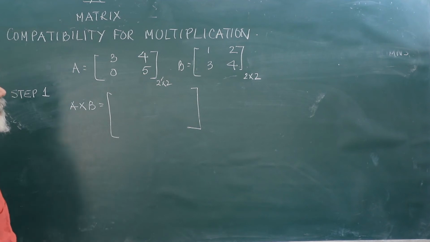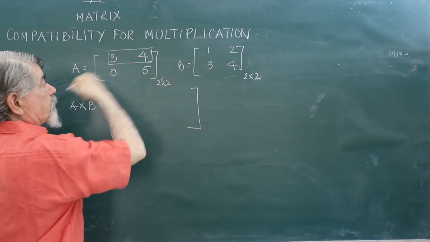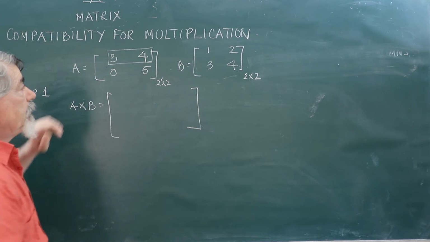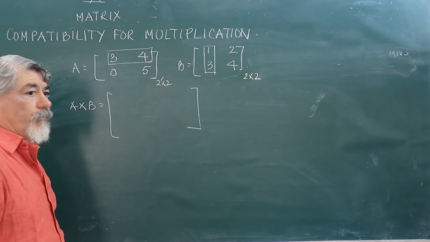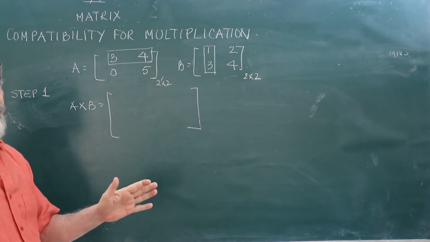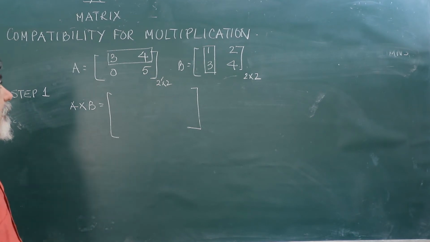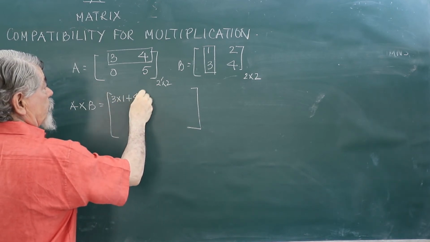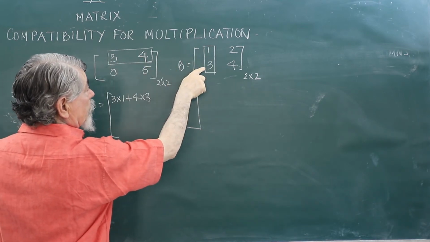In step 1, we take the first row. First row is here. We take the first row and multiply it with the first column of the second matrix. First row of the first matrix is multiplied by the first column of the second matrix, each element to the corresponding element, like 3 into 1 plus 4 into 3.